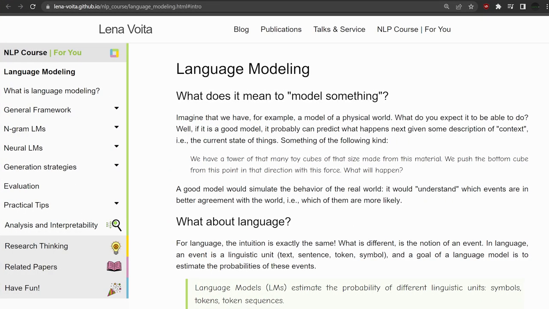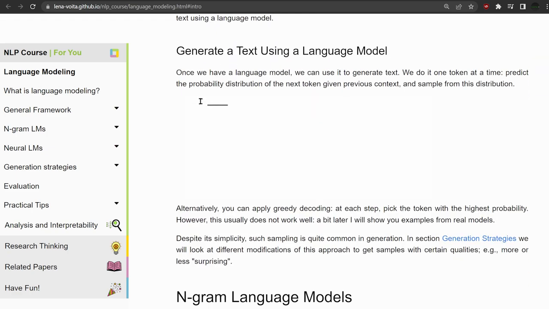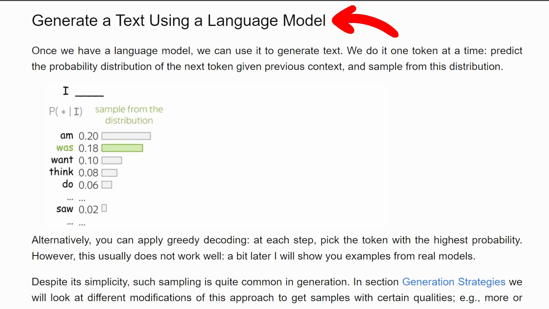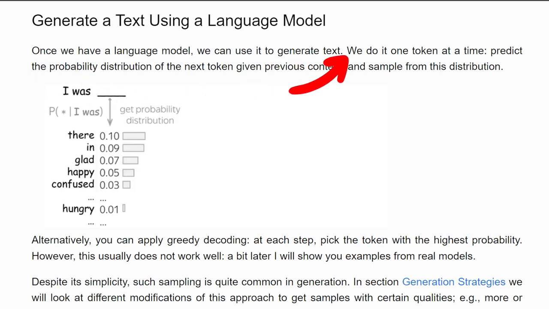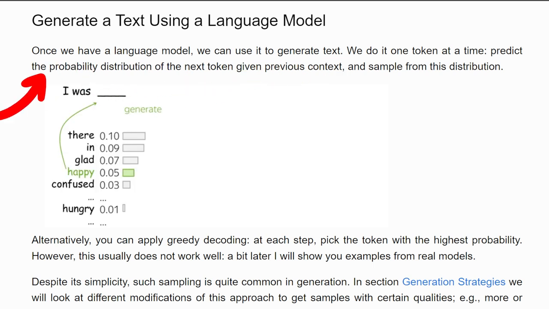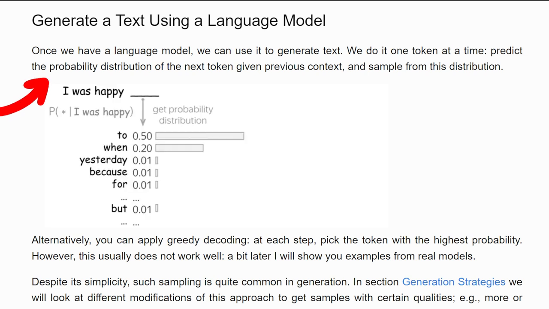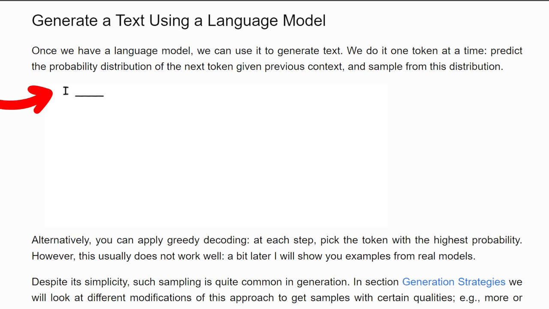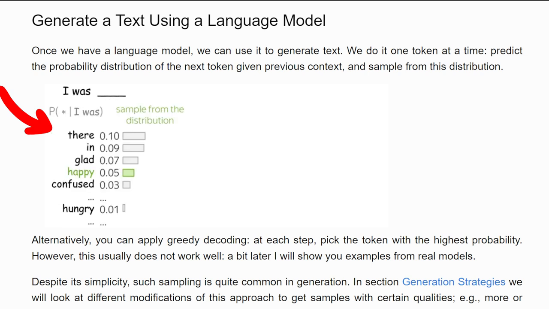All right, so I stumbled over this really cool site by Lena Voita explaining language models, and it has some really cool graphics to visualize how it works. Let's check it out. Generate a text using a language model. Once we have a language model, we can use it to generate text. We do it one token at a time. Predict the probability distribution of the next token given previous context and sample from the distribution. And here's a small animation. We start with the word I, and then we ask our language model which next word or token fits the best. We slowly assemble a sentence token by token.